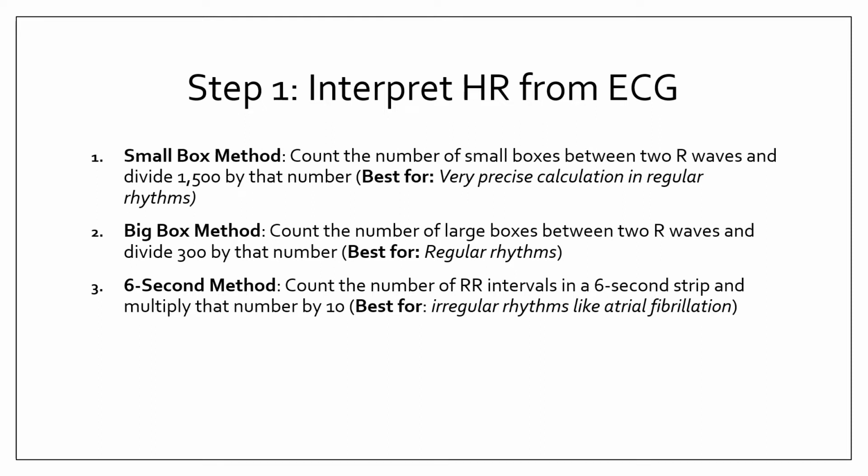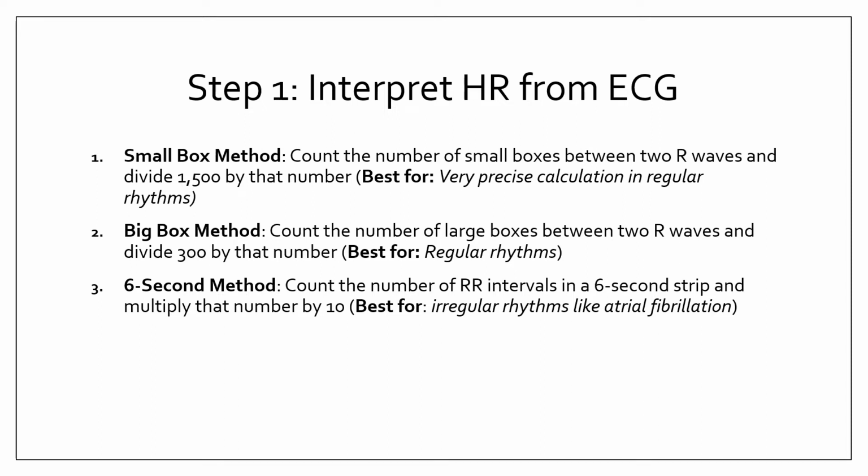Why are we dividing that by 1500? Because remember, each small box is 0.04 seconds, and 60 seconds divided by 0.04 is 1500. And this is best used for regular rhythms when we want exact precision. So if the rhythm is regular and you want to be exact, use the small boxes.